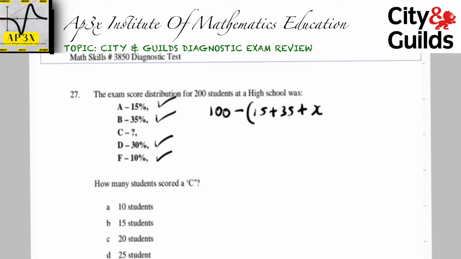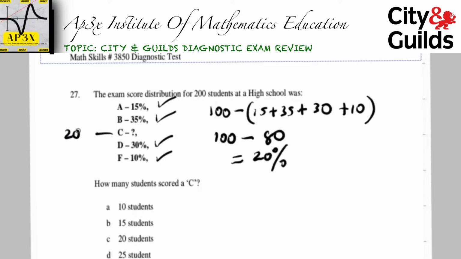X. Well, we're going to subtract whatever we get, so that's 35 plus 30 plus 10. So that's 100 minus 15 and 35, that's 40. 40 plus 30, that's 70. 70 plus 10 is 80. So I guess the answer is 20%. Okay, so here it is, 20%.